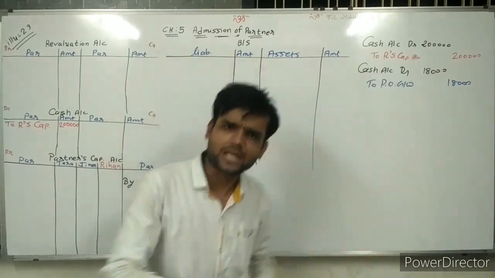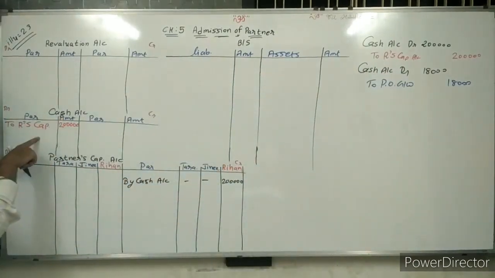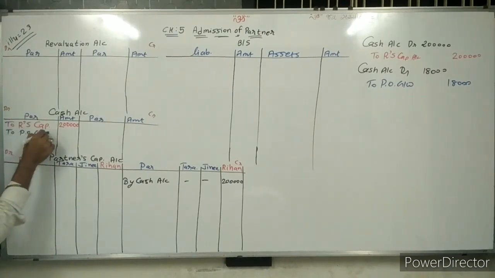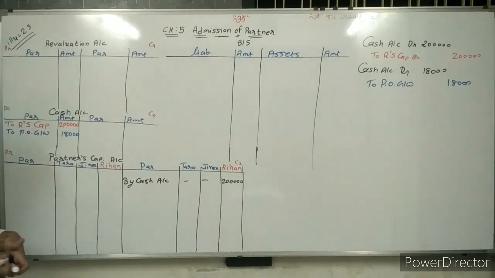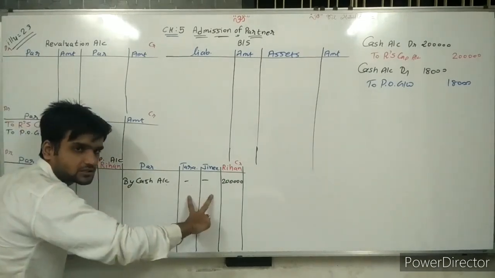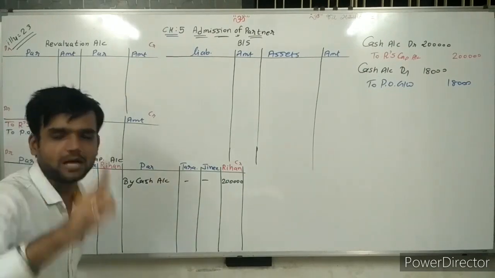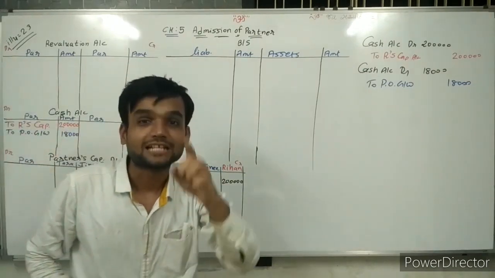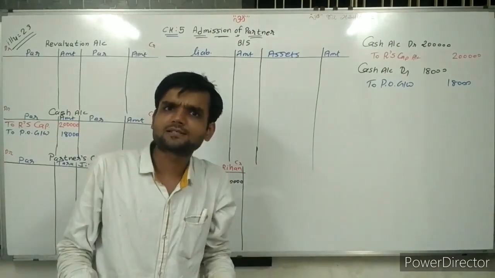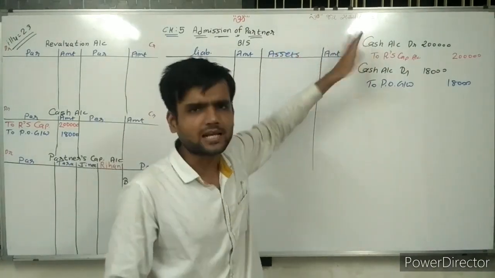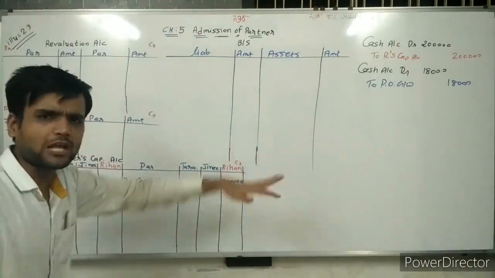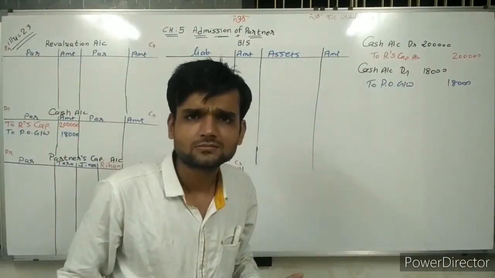Now second journal entry, cash account debited, again cash account debited. So here, sir, cash account debited to premium of goodwill account, amount is 18,000 rupees. Now this 18,000 we are distributing again to the partners, but in which ratio? Sacrifice ratio. We don't know the sacrifice, so first of all we need to find the sacrifice, then after that we will do it. But yes, these things are completed. Premium of goodwill credit, here we are not preparing the premium of goodwill account, so don't write anything for that.